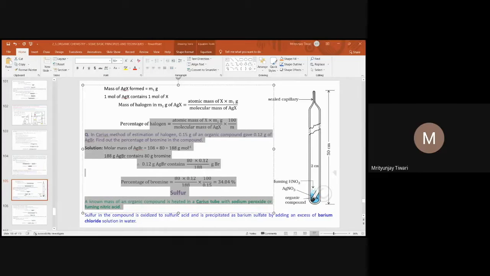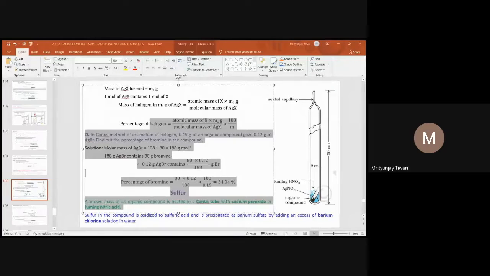The percentage of sulfur will be 32 into 0.4813 divided by 233 into 100, divided by the mass of the organic compound, 0.157. This gives us 42.1%. We can also directly apply this equation. We can remember this equation, just choose the values of M1 and M, which are already given in the question, and we will get the percentage of sulfur very easily.